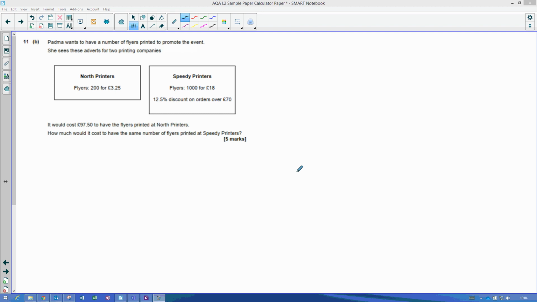AQA Level 2 Sample Paper Calculator section, question 11b. So it's still part of question 11. We're still looking at Padma, who is doing this charity event. Let's have a look at the question.